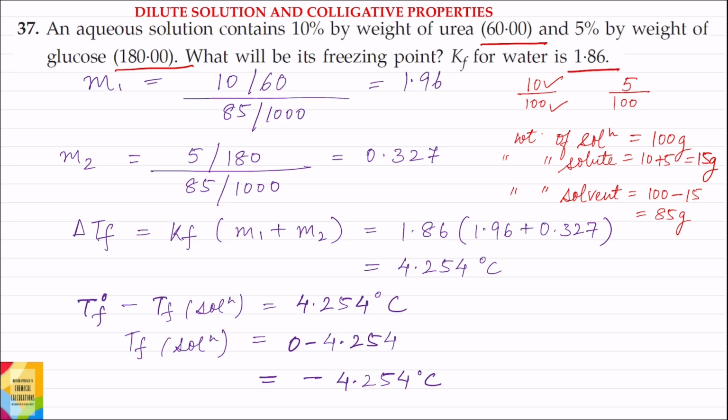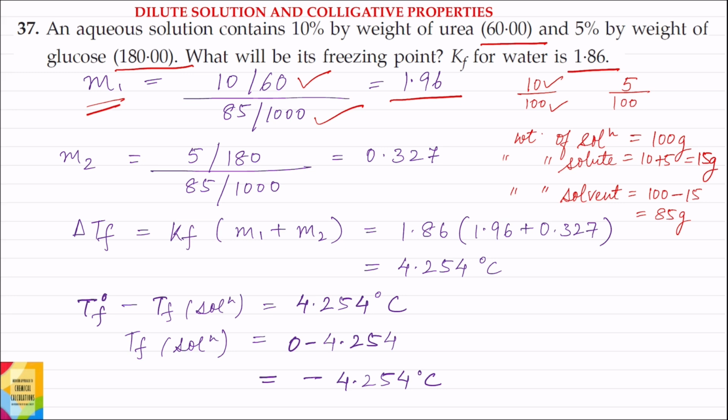Let the molality of solution with respect to urea be m1, and this will be moles of urea, that is weight of urea divided by molecular weight of urea, that is 10 divided by 60, divided by weight of solvent in kgs. Now weight of solvent is 85 grams, converting it to kgs it will be 85 divided by 1000 kg. So molality of solution is 1.96.